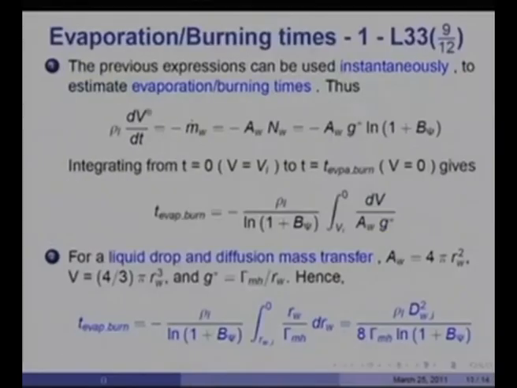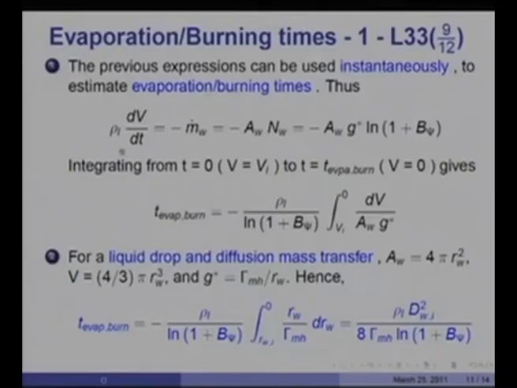Now, we turn to the application of this to evaporation and burning, in which we shall invoke the previous expression, which can be used instantaneously to estimate the evaporation or burning times.